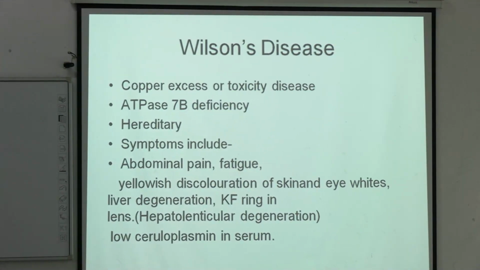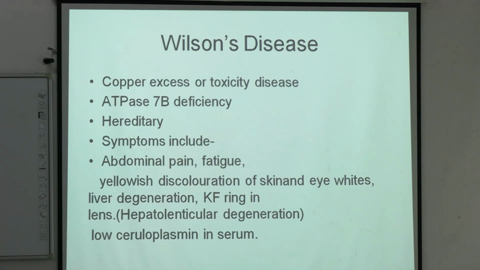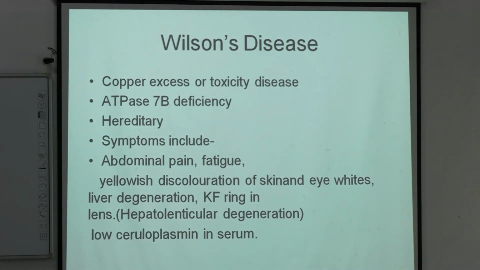Why? Because of the enzyme defect, ATPase 7B. That means copper is there in the liver, but it is unable to be distributed through ceruloplasmin. So it gets accumulated and the liver cell is destroyed. There is abnormal accumulation of copper in the liver.